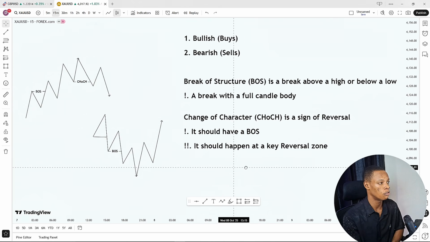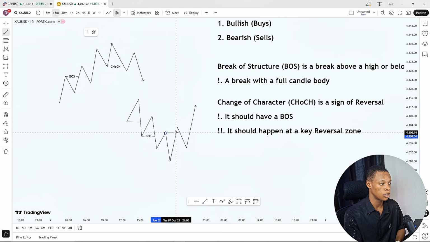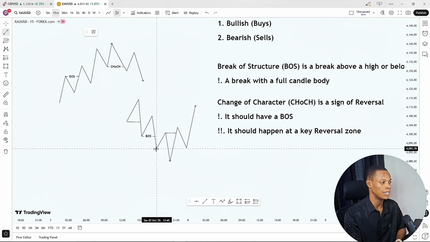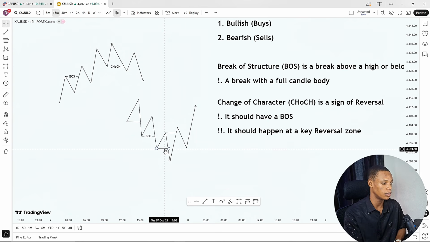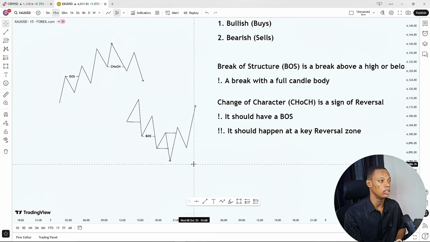First thing, you should have a break of structure, and this is what that means. If you're going to consider this high as a change of character, which is the first time it's breaking to the upside, you want to watch and see that it first broke to the downside. Let me put it in a simple way so you understand it. It should break structure to both sides. It should break to the downside and break to the upside. So validating a change of character, just like that.